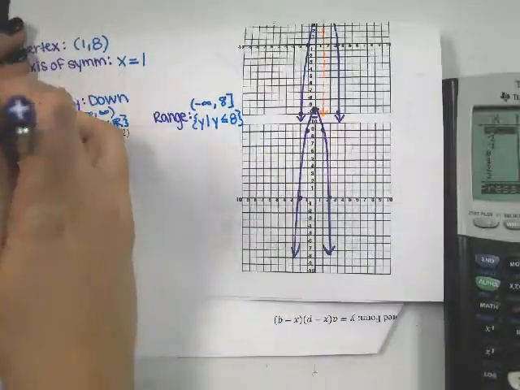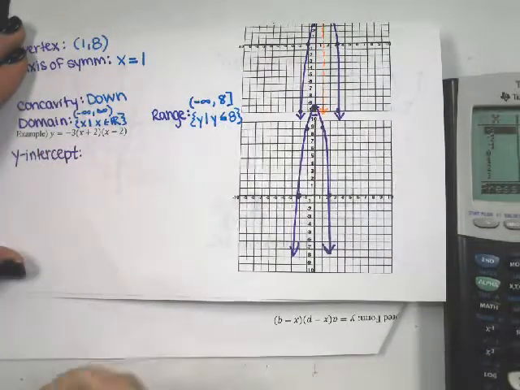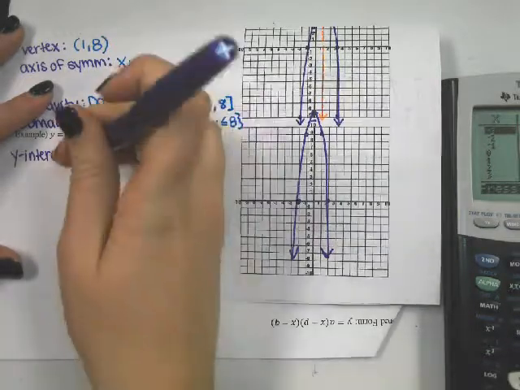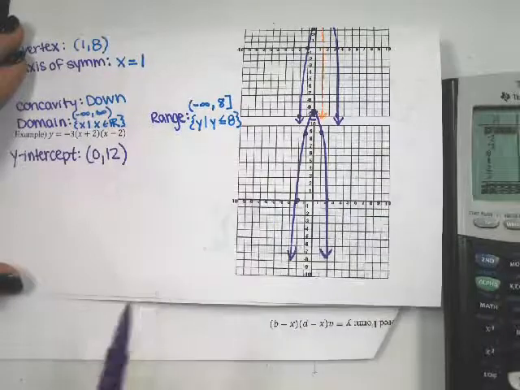So we're going to answer each of our questions. So the first question is, what is the y-intercept? The y-intercept will always show up in your table. It's whenever x is 0. So (0, 12) is where this is crossing the y-axis. It's all the way up there.